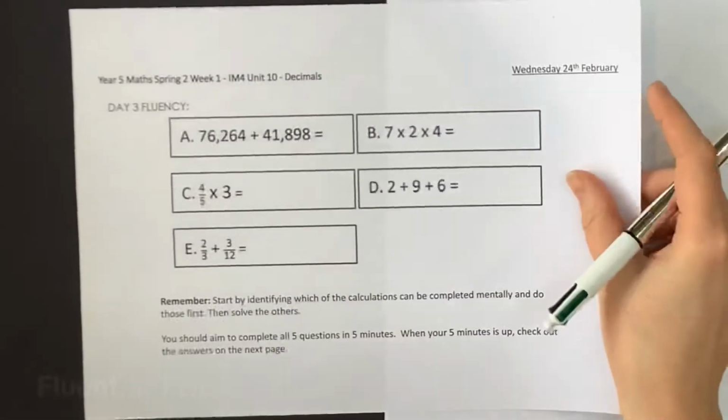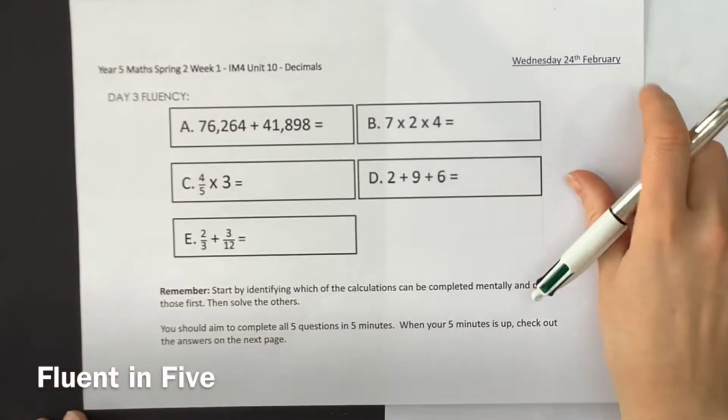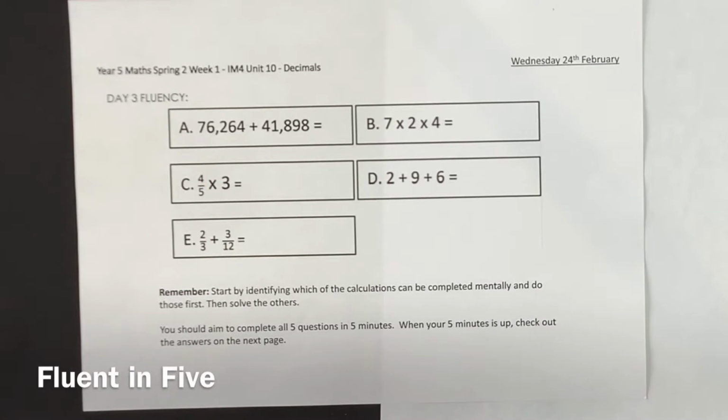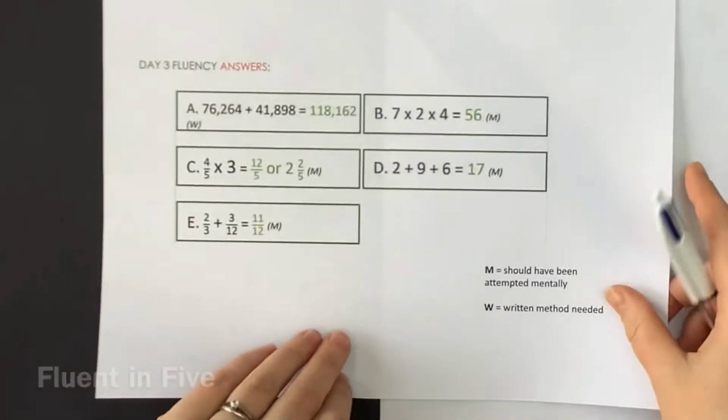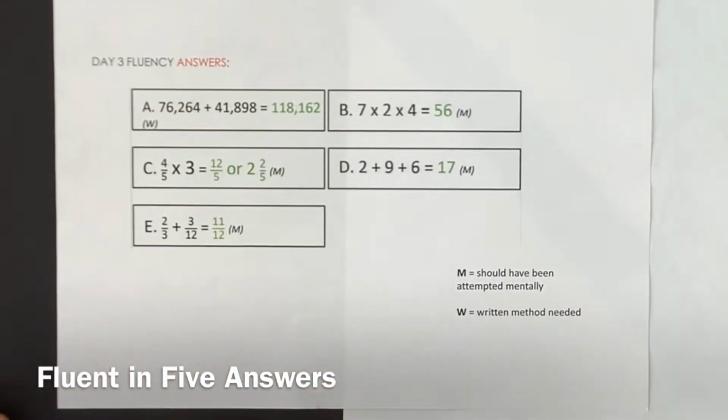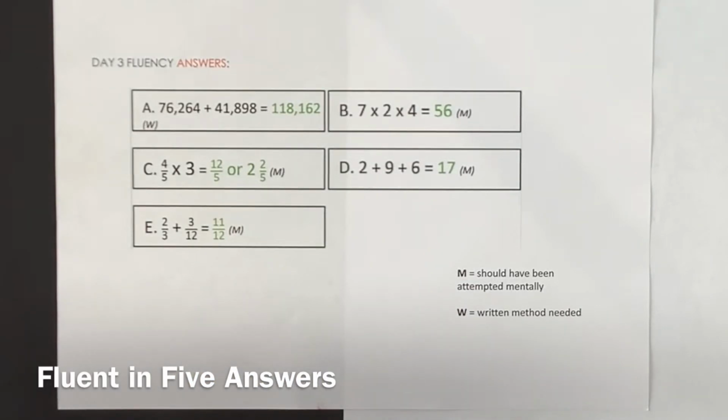Okay, here is your Fluent in 5 for today. Pause the screen and give yourselves 5 minutes, and then unpause for your answers. Here are your answers. Don't forget to go into your math assignment on Teams and update your scores each day before handing them in at the end of the week.